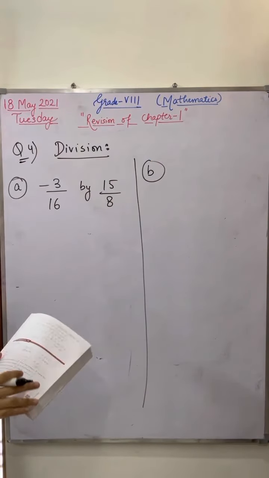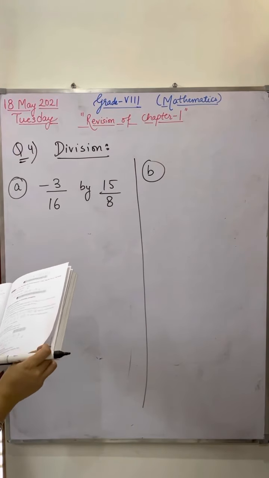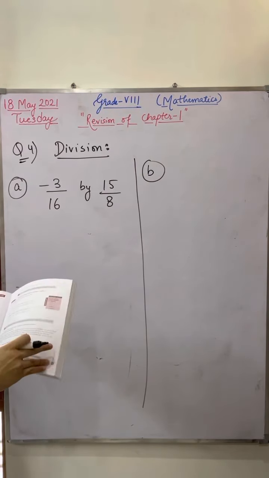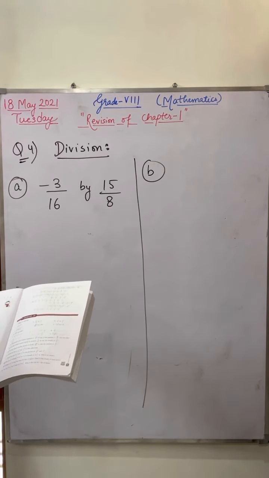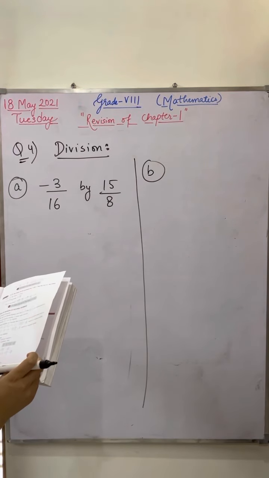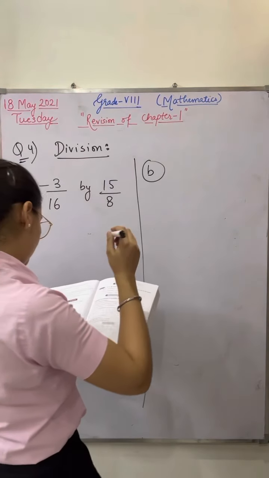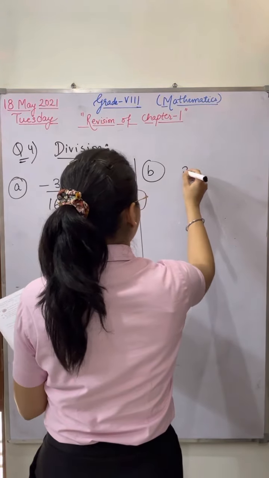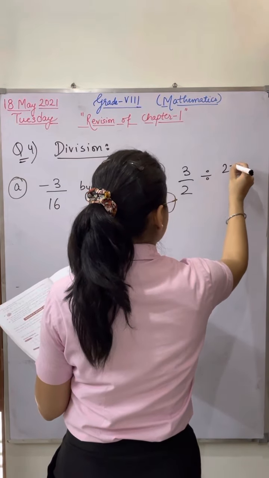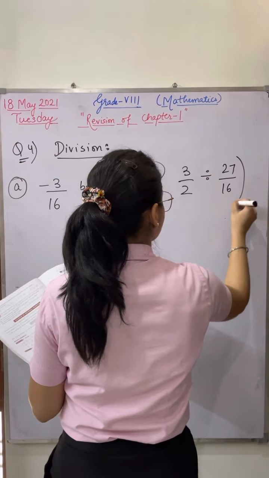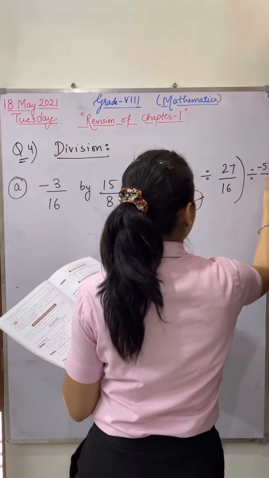Now the next question I'm giving to you. Go for the division, everyone. Division is very, very important. Some students are facing problems with how we can solve it. Okay, here you have to divide 3 by 2 divided by 27 by 16. Okay, and then divided by minus 5 upon 4.